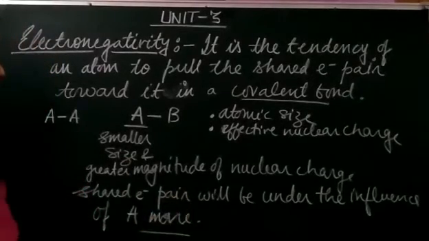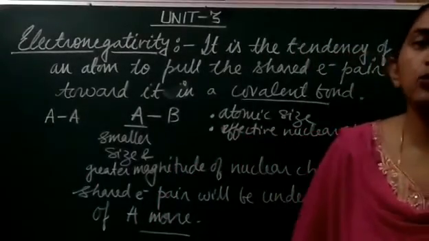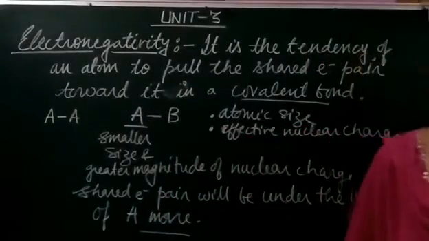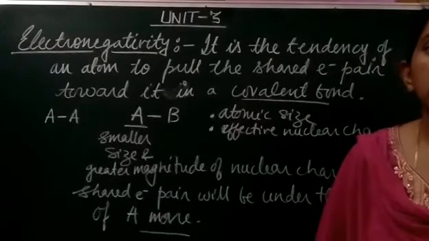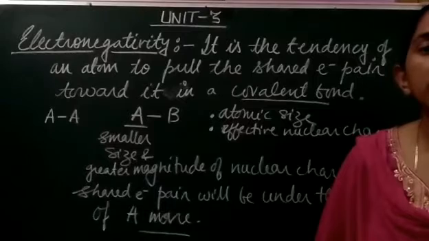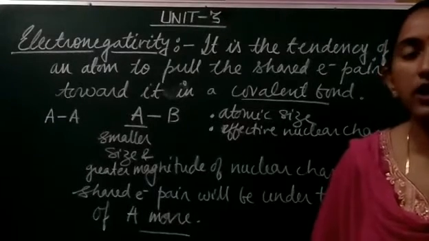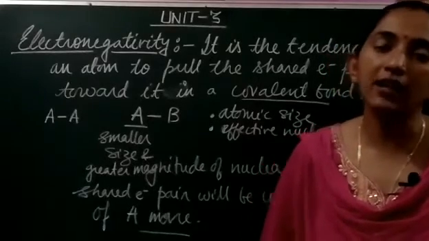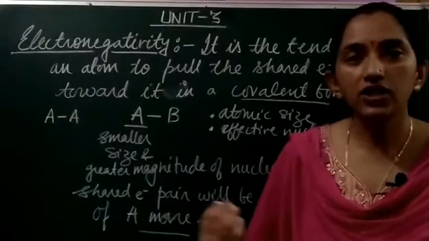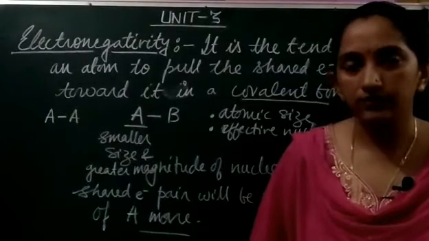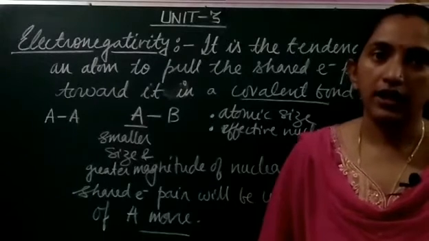So electronegativity is a tendency to pull the electron, but it is not the electron itself. Here it is the shared pair of electrons. So this statement, the tendency to pull the shared electron pair toward it, differentiates it from the term electron gain enthalpy. In electron gain enthalpy, students, we have only the tendency to pull the additional or outside electron. But here it is the shared pair of electrons.